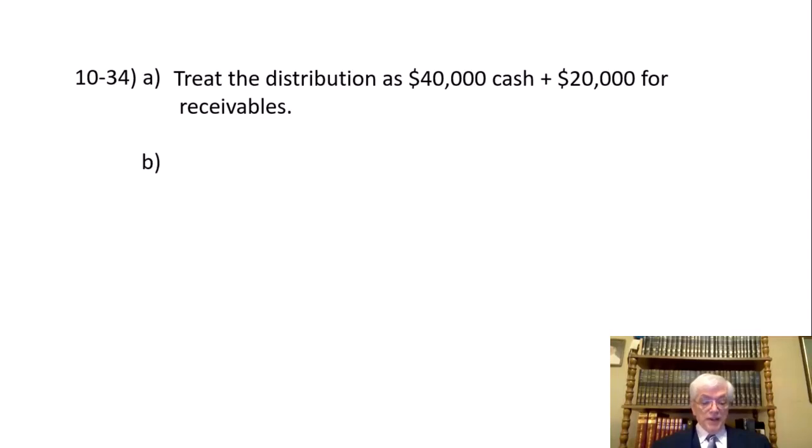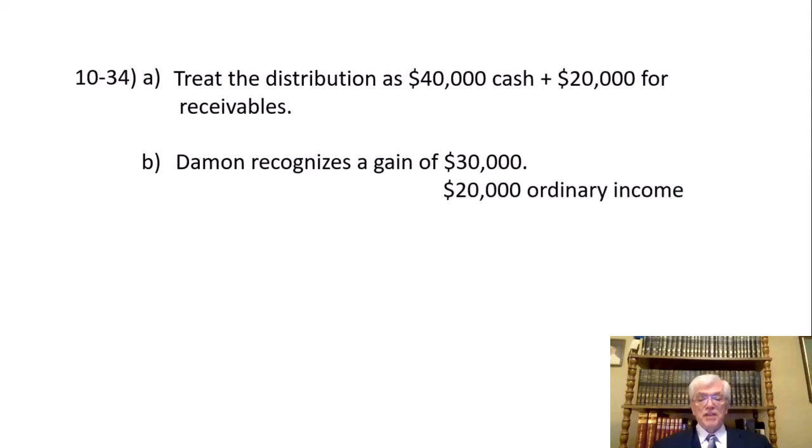Letter B, how much gain or loss must Damon recognize on the distribution? What is the character of these amounts? Well, remember, Damon received $60,000 cash. The basis in his partnership interest was $30,000. So there's a gain of $30,000. What is the character of that gain? Well, $20,000 we are going to treat as if it was a distribution of receivables. So $20,000 of that is ordinary income. The other $10,000 is a long-term capital gain. I'm assuming long-term. It didn't say how long he's been a partner. Let's assume it was more than a year, then it's a long-term capital gain.